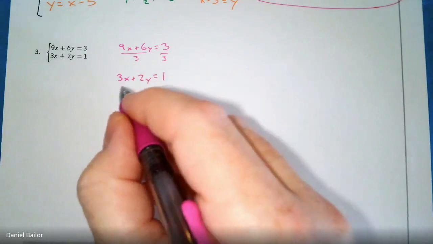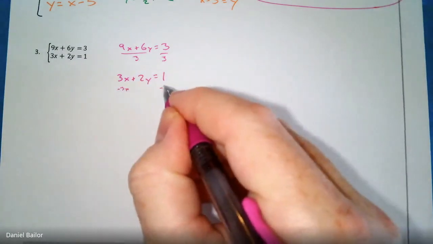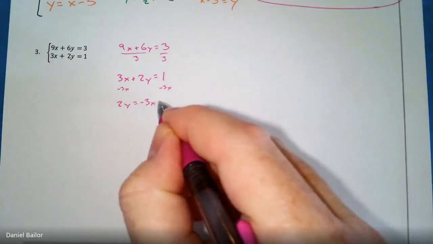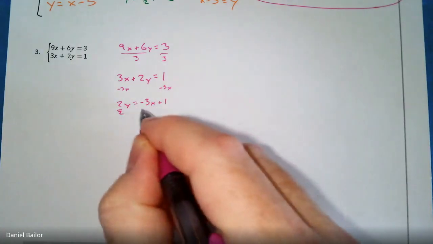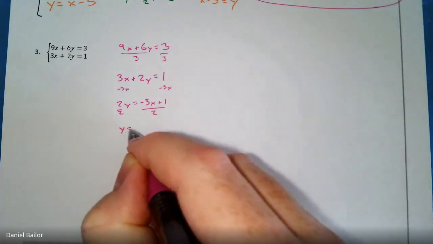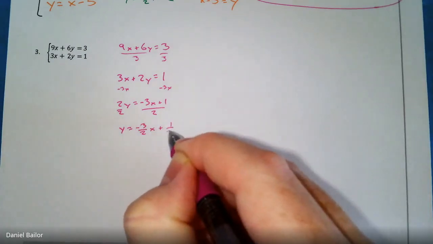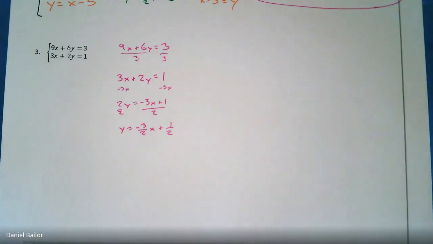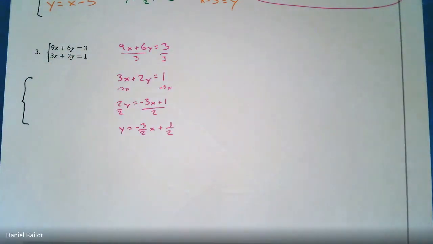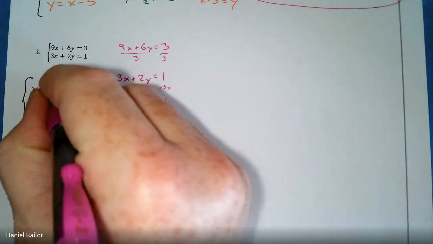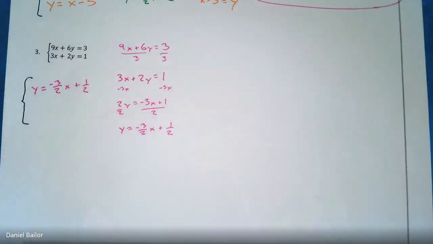Let's get it in slope-intercept. So I'm going to do minus 3x on both sides. That gives me 2y equals negative 3x plus 1. Divide by 2 to isolate the y. That gives me negative 3/2 x plus 1/2. So in my new system with slope-intercept form, the first equation becomes y equals negative 3/2x plus 1/2.